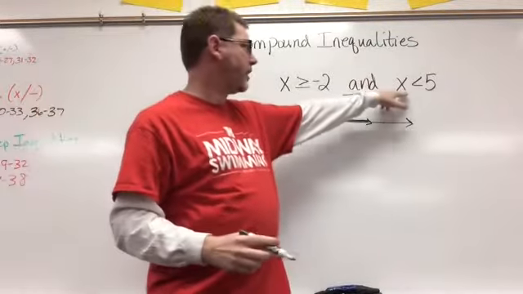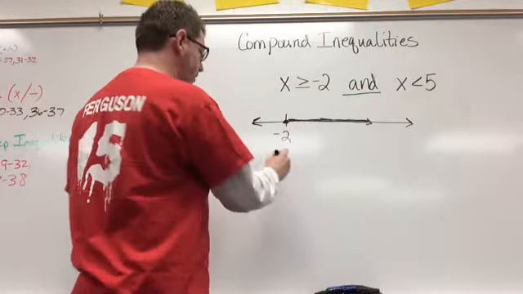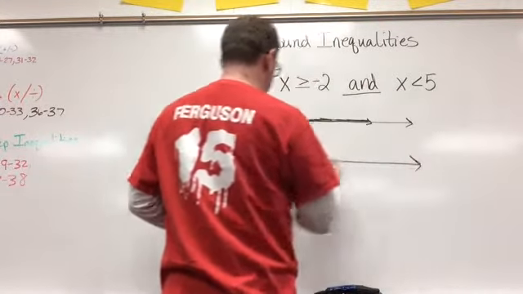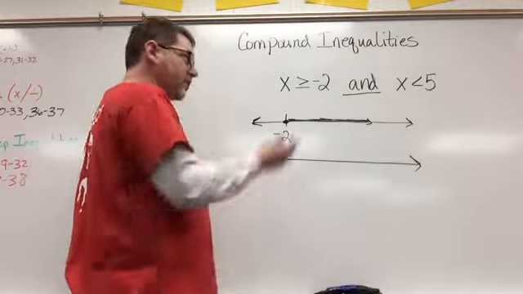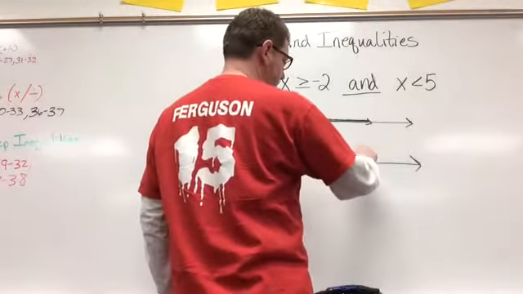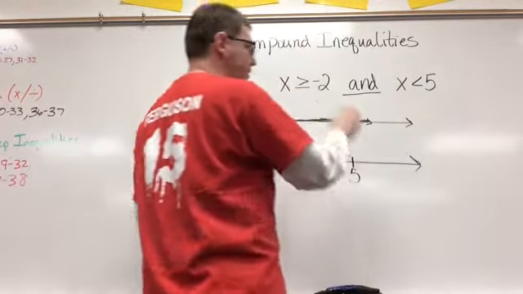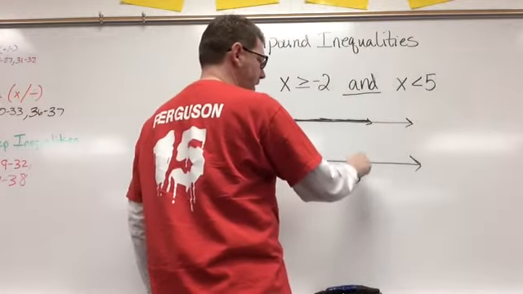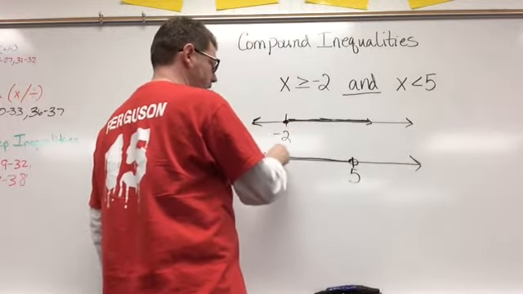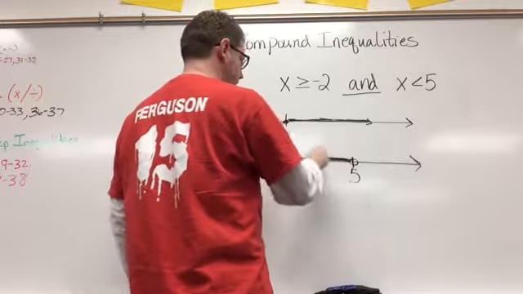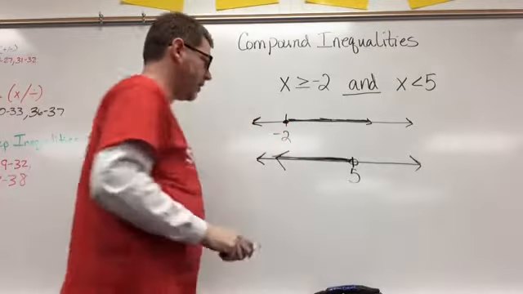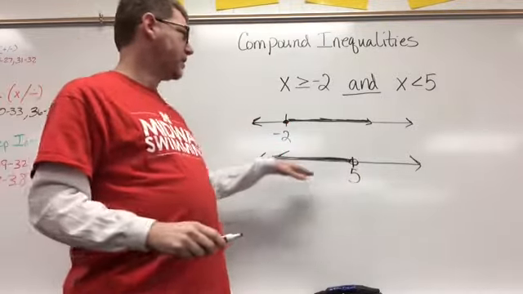Now let's graph x is less than 5. So I'm going to do another number line, and I'm going to graph x is less than 5. I'm going to put 5 about right here, and I know it's less than, so I have an open dot. And so I'm going to go this way, and just for today, I'm going to highlight. So this is x is less than 5.